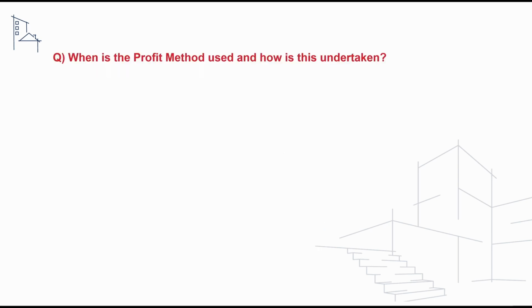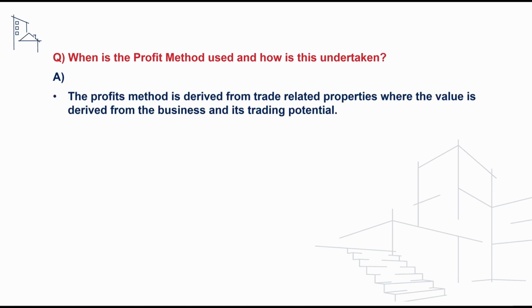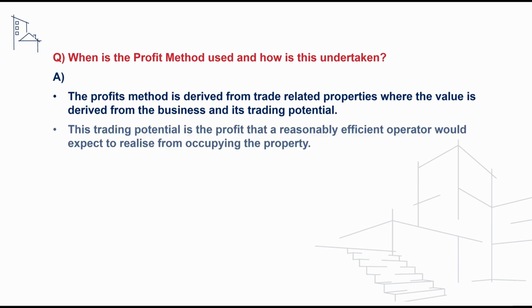The next question we'll take a look at is, what is the profits method and how is this undertaken? The profits method is derived from trade-related properties where the value is derived from the business and its trading potential. This trading potential is a profit that a reasonably efficient operator would expect to realise from occupying the property.